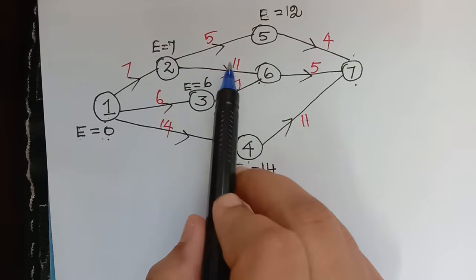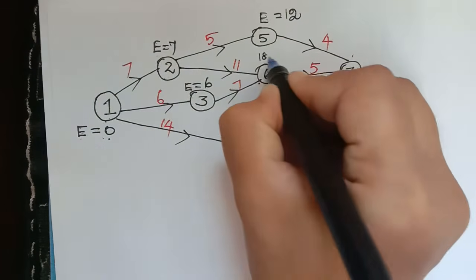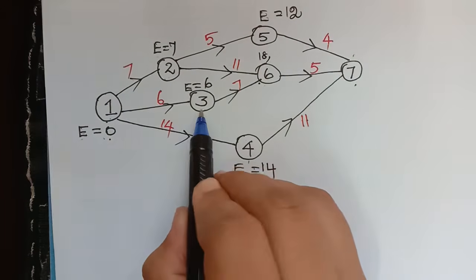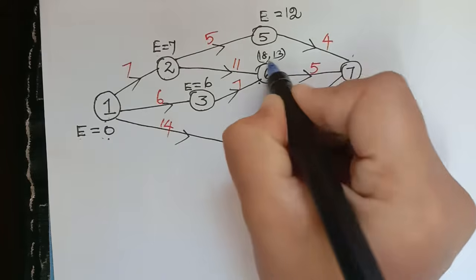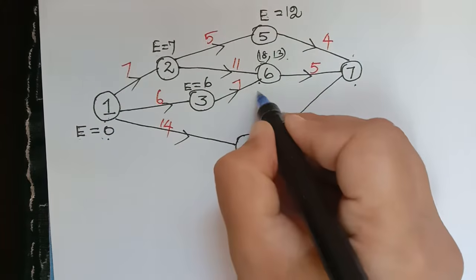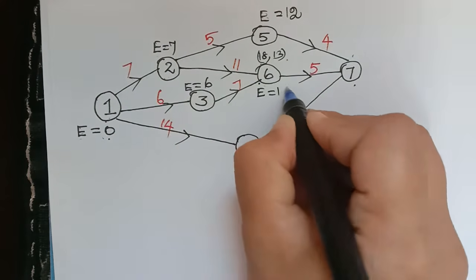So 7 plus 11 is 18, comma, and then the value of E over here is 6. So 6 plus 7 is 13. So the maximum of these two is 18. So the value of E over here is 18.